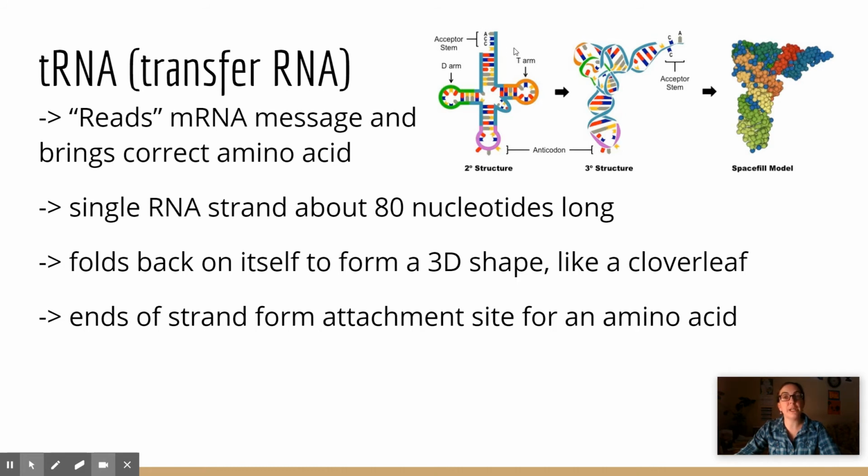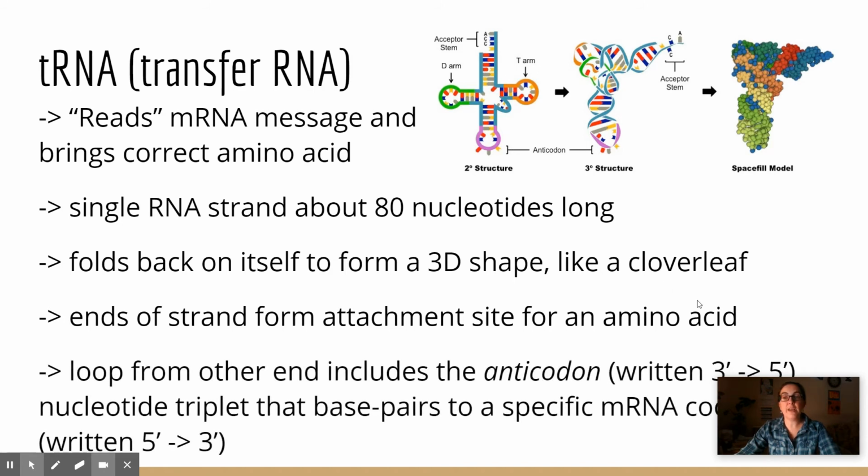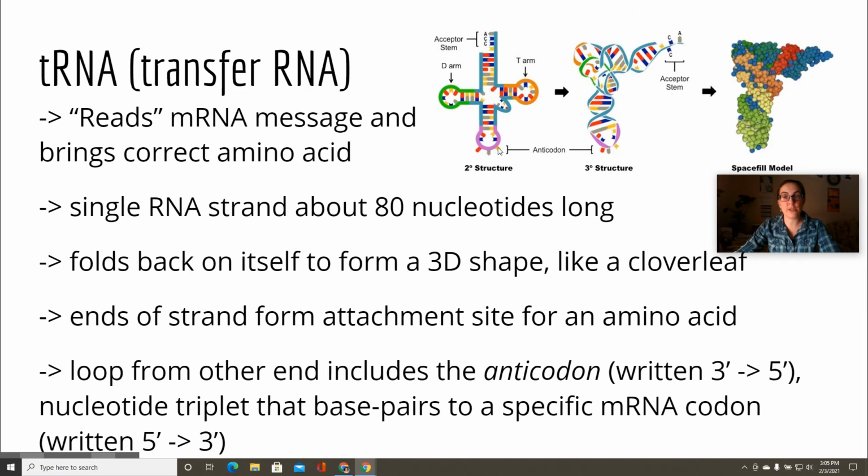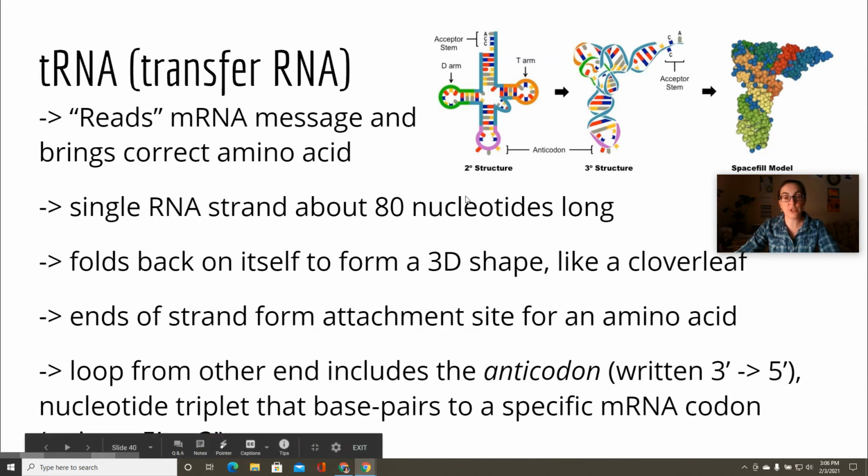So this is where the amino acid is going to bond to the transfer RNA. The other end, the loop down at the bottom, you can see has three bases hanging off the bottom. That is called the anticodon. And we usually write that from 3' to 5' because it base pairs using complementary base pairing rules to a codon, a set of 3 nucleotides on the messenger RNA, which we usually write from 5' to 3'.